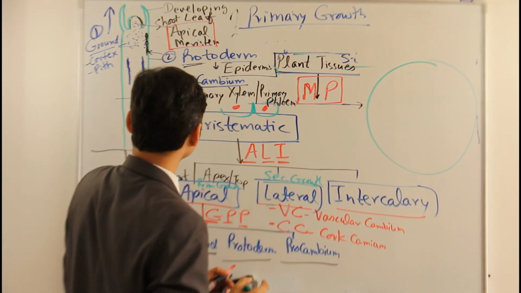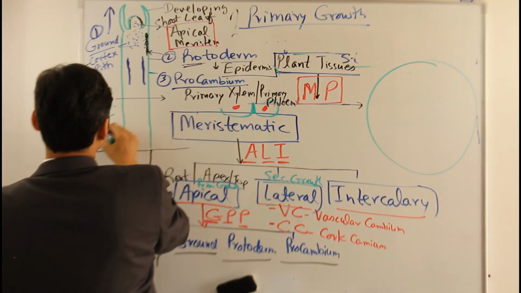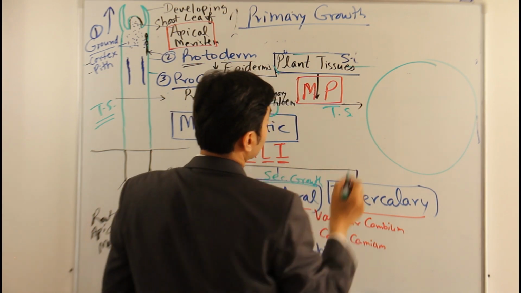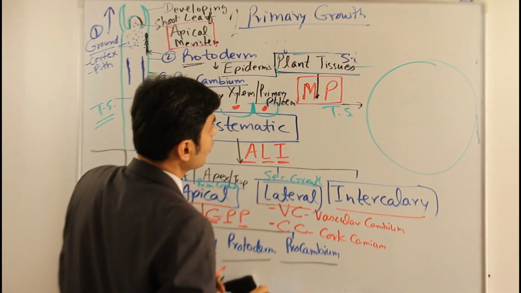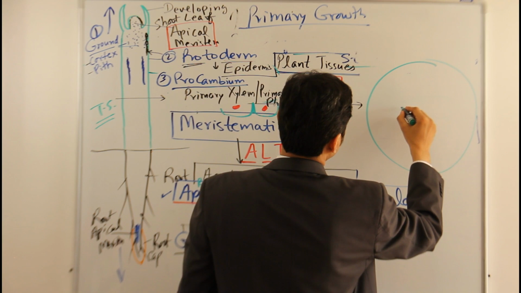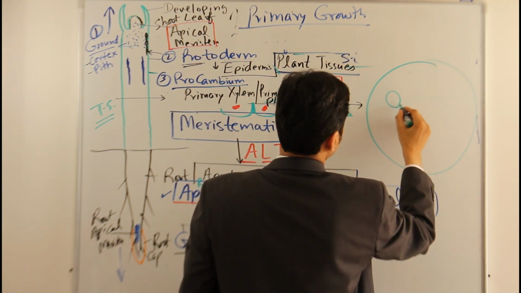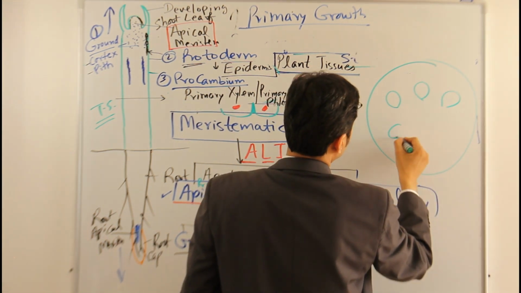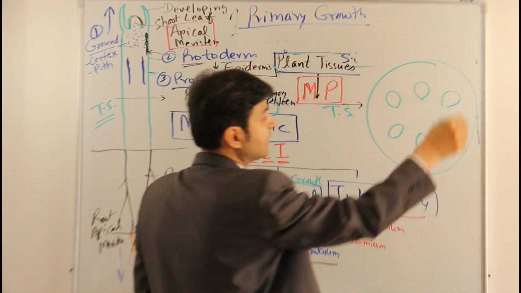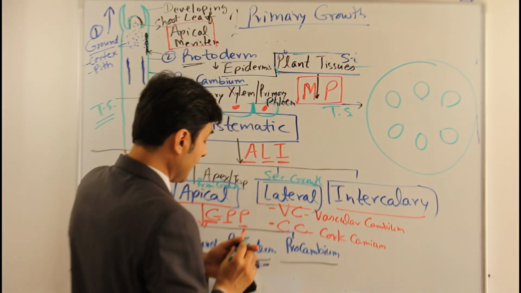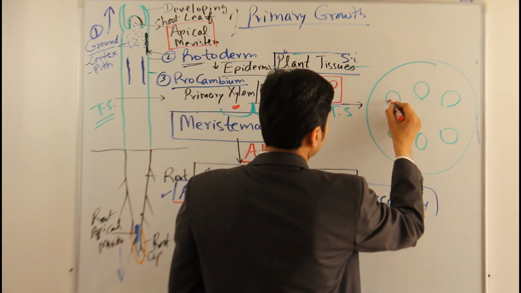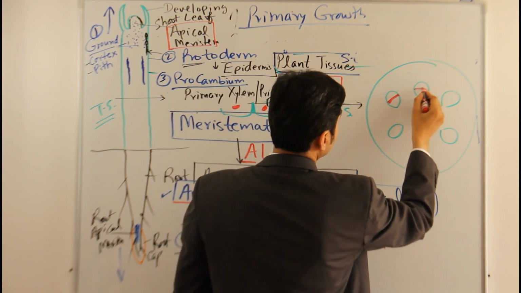This is the transverse section of the plant stem, dicot plant stem. So what will you notice? You will notice that it will have vascular bundles arranged in a ring, and in between they will have a cambium.